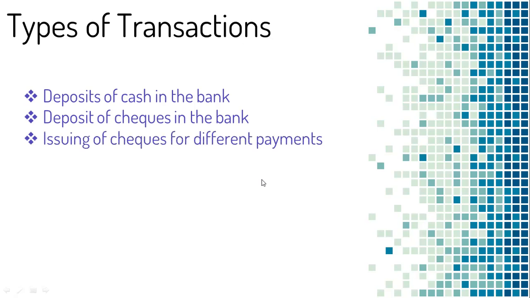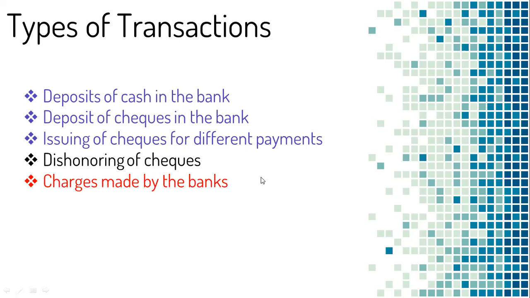And then if you have a bank current account, you can issue checks to make different types of payments. This is the third one, issuing checks for different payments. These are the possible transactions. Sometimes in a bank account, you can observe dishonored checks. Dishonored checks are also possible.